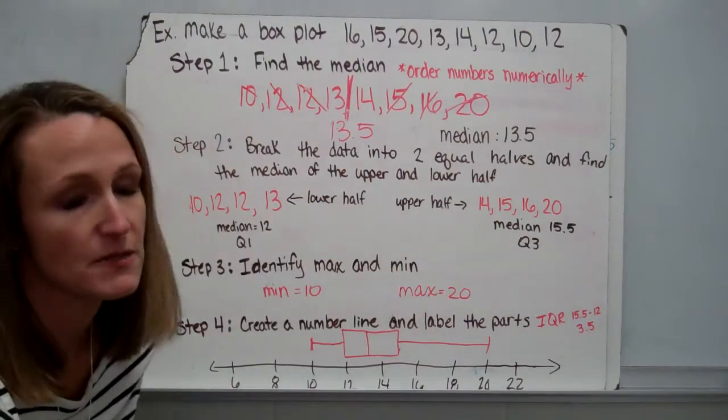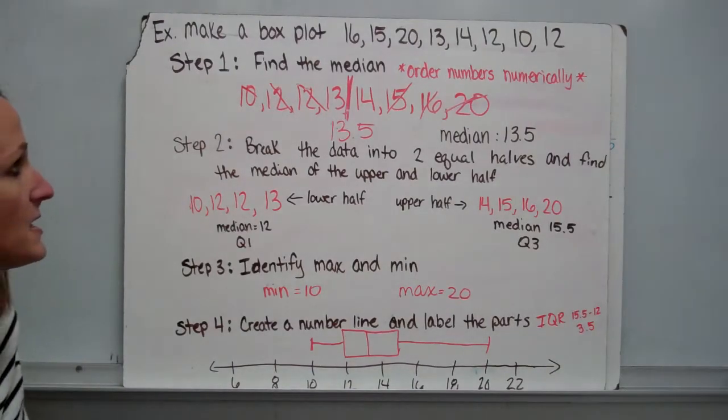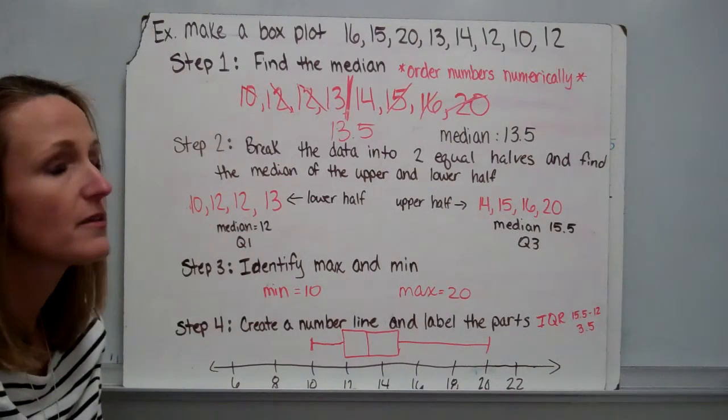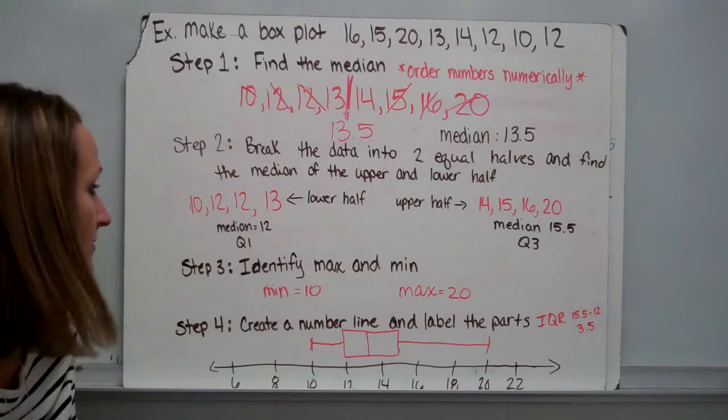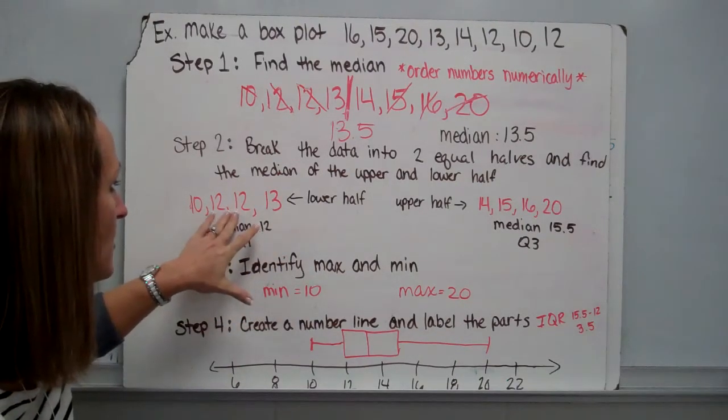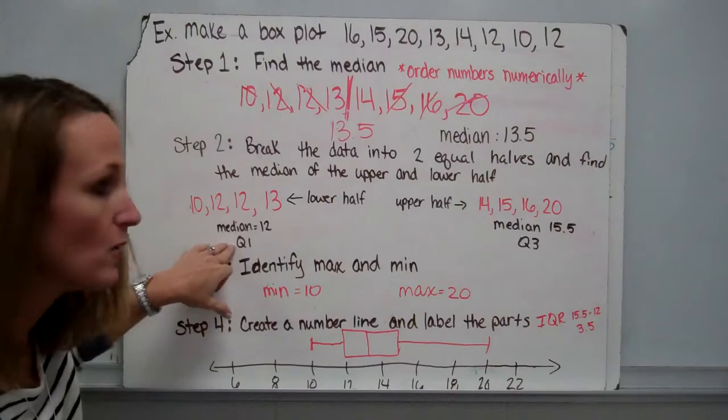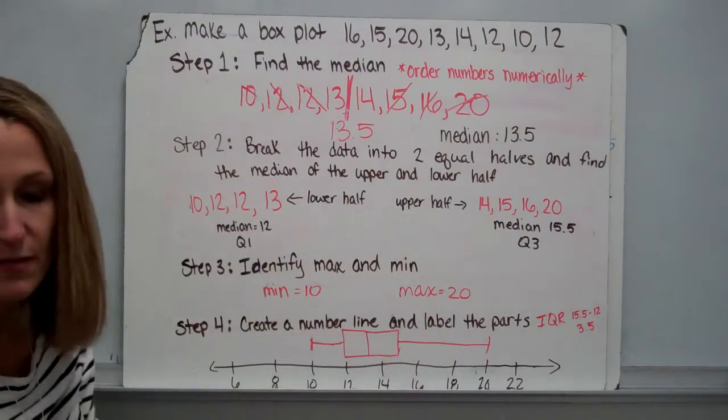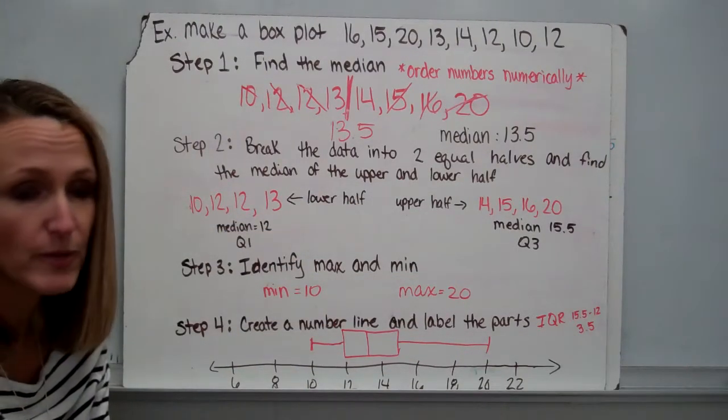The median of that is 15.5. All I've done is take all my numbers I started with, arrange them numerically, and break them in half. Now, this median of my lower half becomes that Q1, my quartile 1. Consequently, the median of my upper half becomes my Q3, my quartile 3.